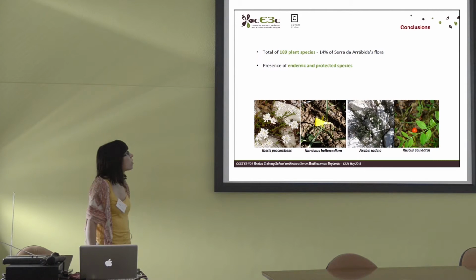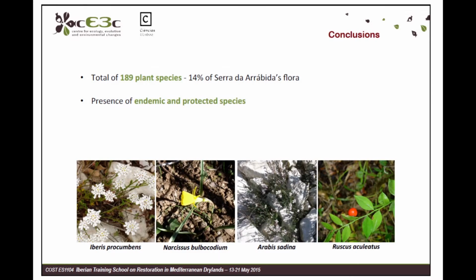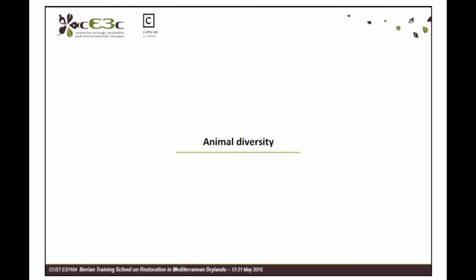We had a total of 189 plant species, which represent 14% of the flora of Serra da Arrábida, and we also found some endemic and protected species that add value to our sites. Now I will pass to the animal diversity.